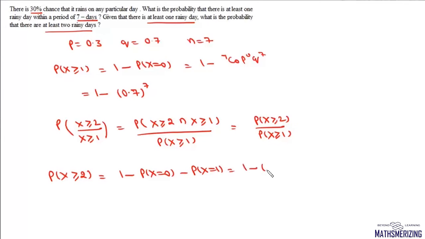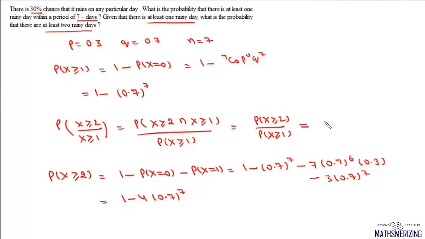Now this is 1 minus 0.7 to the power 7, and here it will be 7c1. So there will be 7 and then 0.7 to the power 6 into 0.3, which we can write as 3 into 0.7 to the power 7. So this P(x greater than or equal to 2) will be 1 minus 4 into 0.7 to the power 7. So this conditional probability will be 1 minus 4 into 0.7 to the power 7 divided by 1 minus 0.7 to the power 7, and that is the answer to this question.